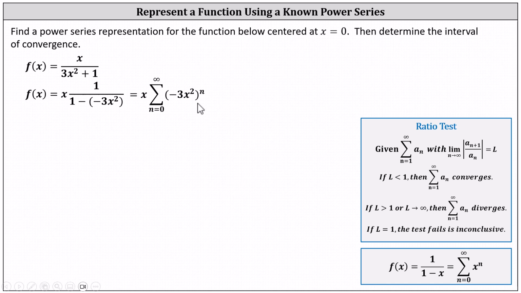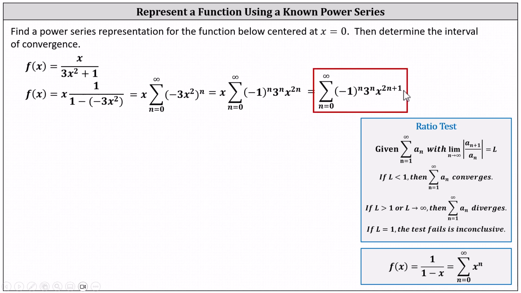And now let's write the nth power of negative 3x squared as negative 1 to the power of n times 3 to the power of n times x to the power of 2n. Now we multiply x and x to the power of 2n. When multiplying and the bases are the same, we add the exponents, which gives us x to the power of 2n plus 1. We now have a power series representation for the given function, which is the sum from n equals 0 to infinity of negative 1 to the power of n times 3 to the power of n times x to the power of 2n plus 1.